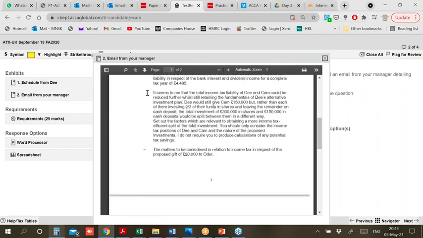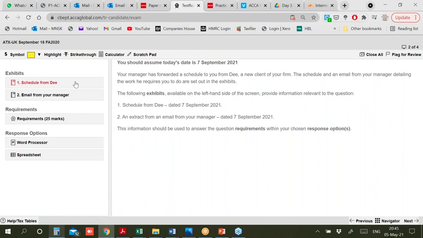Then just have a quick go through of second bullet point. It seems to me that the total income tax liability of D and CAM could be reduced further, after retaining some fundamentals of D's alternative plan. Okay, the second part deals with some sort of a plan as well. And the third bullet point is the matter to be considered in relation to the proposed gift of 20,000 to Oder. So there's a third character called Oder as well. Now, I have an idea that there are around three characters, D, CAM, Oder, and they are trying to figure out something regarding inheritance funds and the house. Now I will read the question for the first time with few things in my mind. Okay.